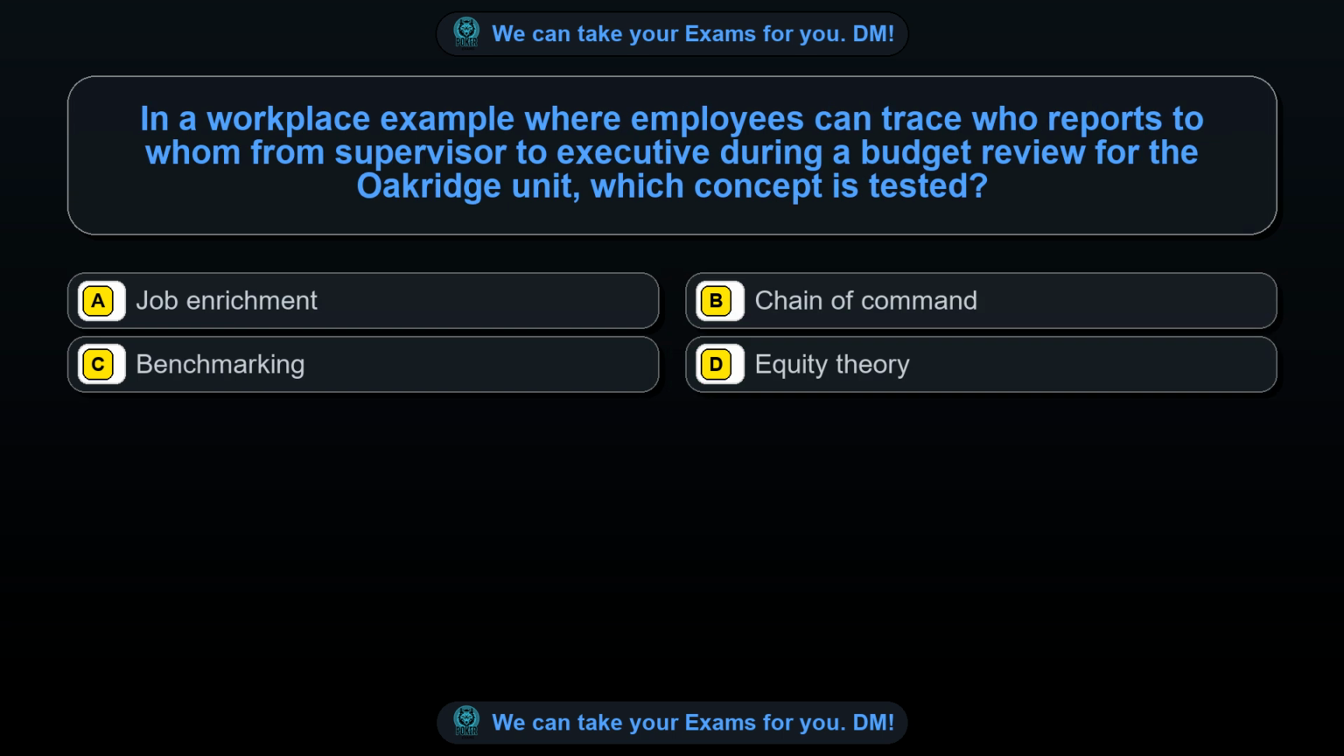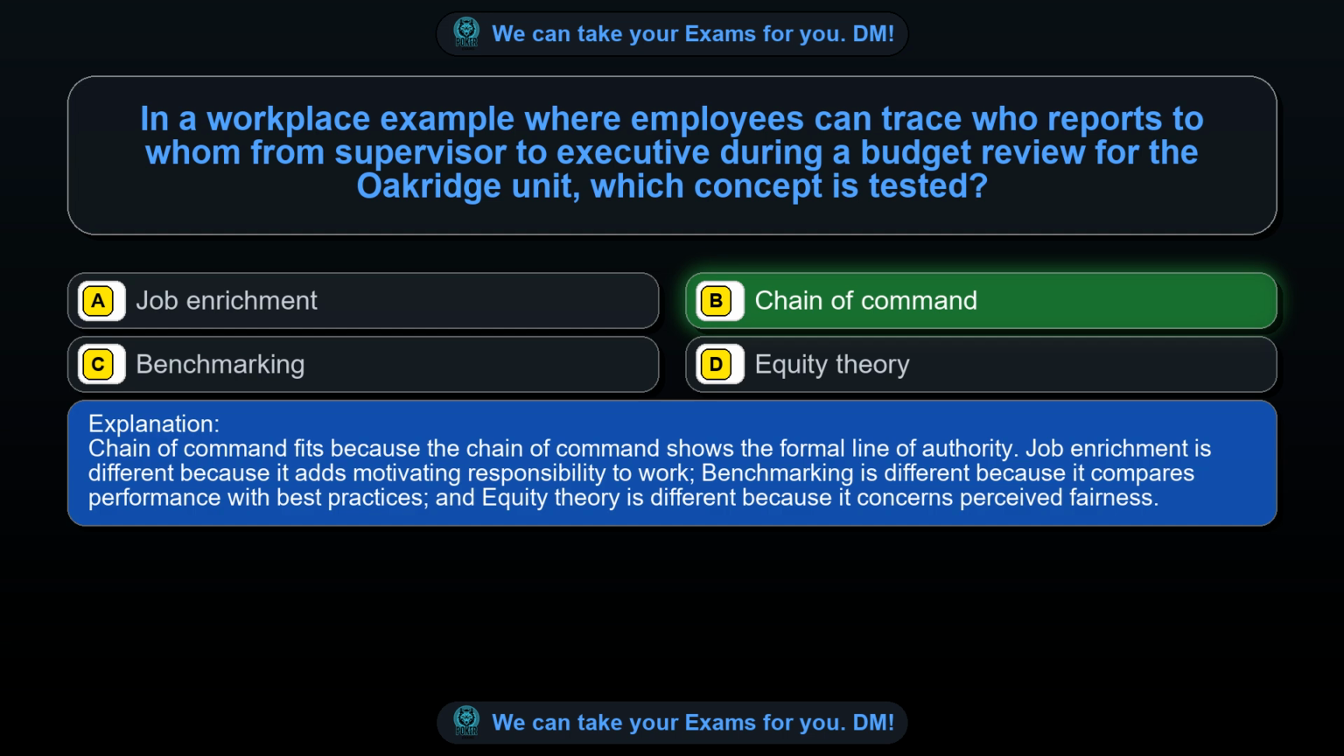Question 73. In a workplace example where employees can trace who reports to whom from supervisor to executive during a budget review for the Oak Ridge unit, which concept is tested? Option A, job enrichment. Option B, chain of command. Option C, benchmarking. Option D, equity theory. The correct answer is option B, chain of command.